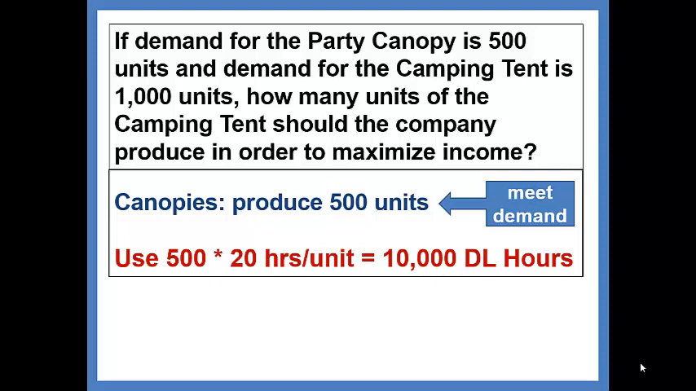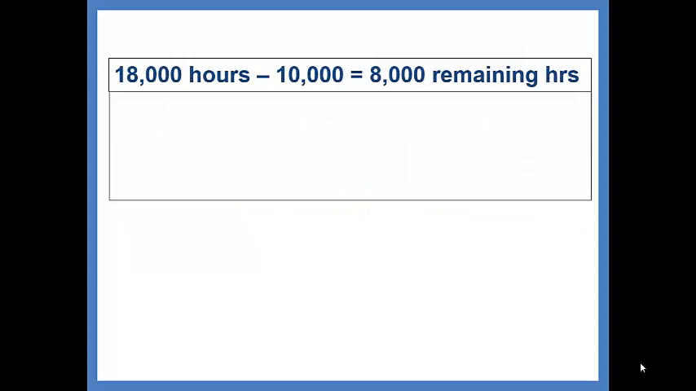So we always stop and compare. We need 10,000 hours to make 500 canopies. We have 18,000 available, so we can produce all of the demand for the party canopy. So then you can proceed to the next step and say, well, how many tents can I produce? So to do that, first identify how many direct labor hours remain. We had 18,000 available. We used 10,000 to make the canopies, so we have 8,000 hours remaining.